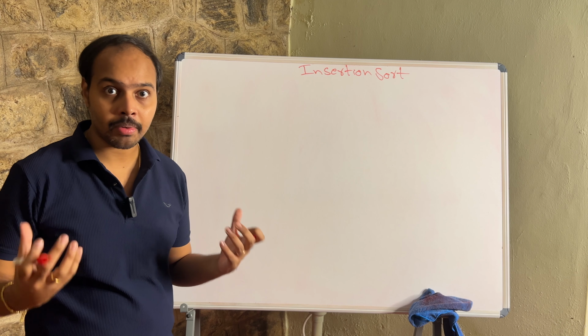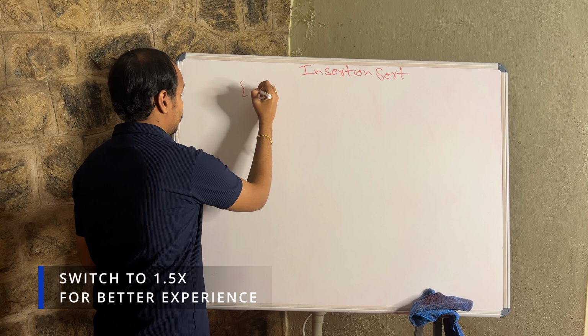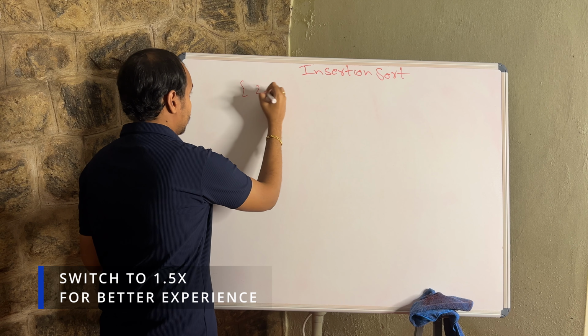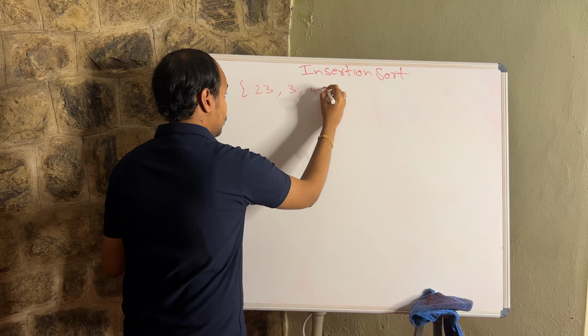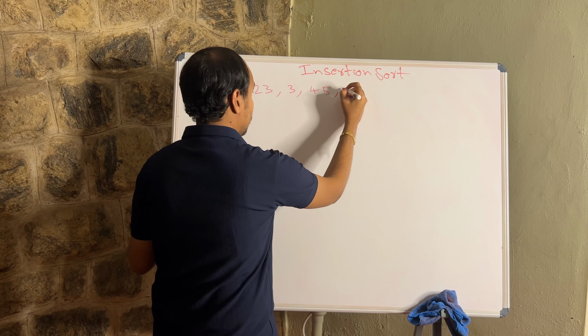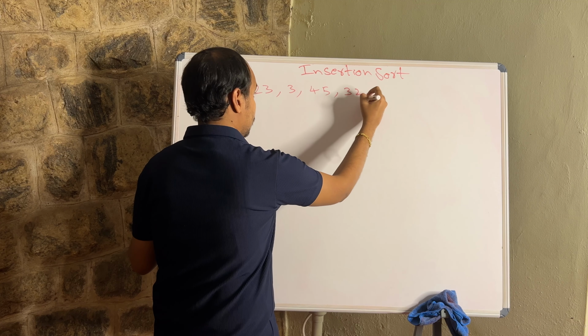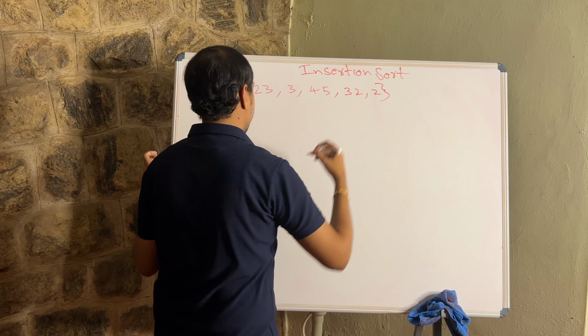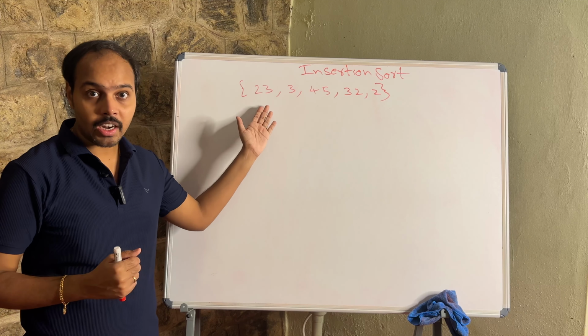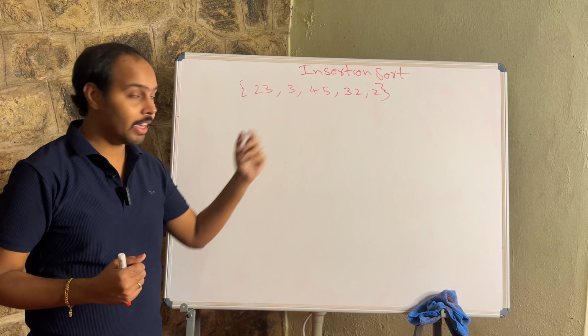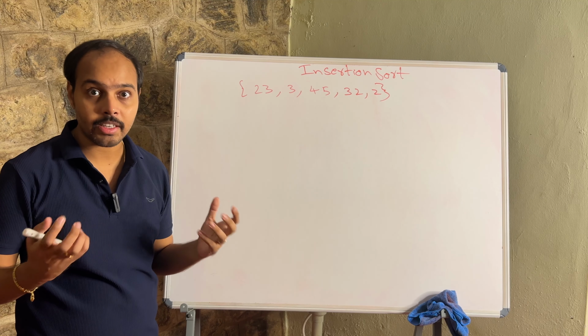Let's take an example array. We have 5 elements in this array. This is an unsorted array. You can see the elements are not arranged in ascending order.